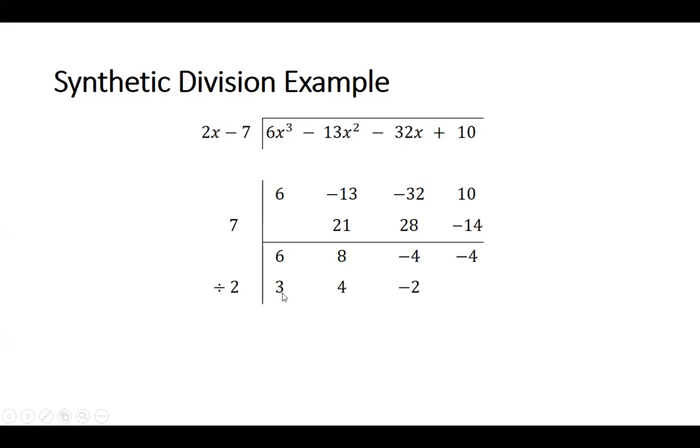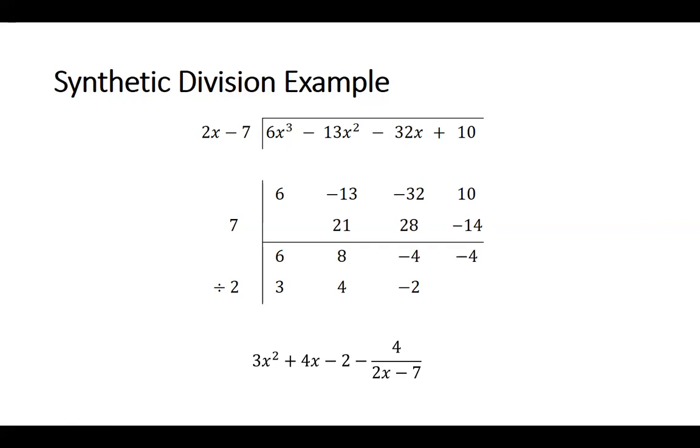So 3x squared plus 4x minus 2. And since we got down to our constant term, this must be the remainder: minus 4 over 2x minus 7. And notice that that's exactly what we got with long division.